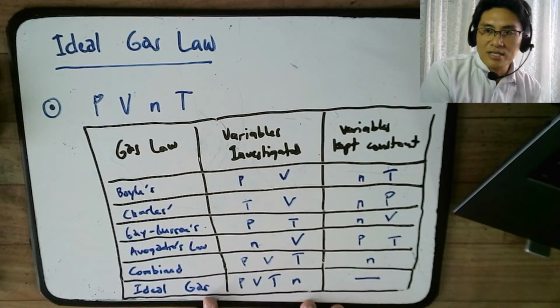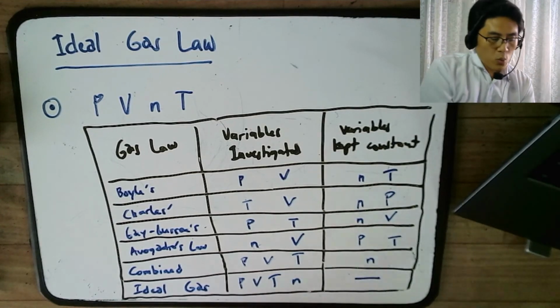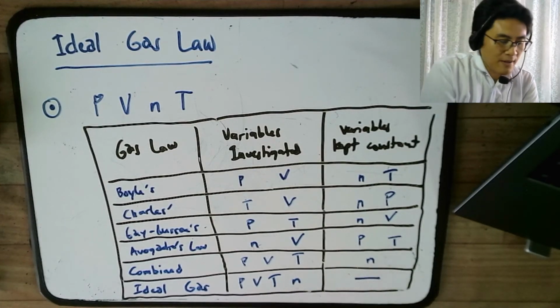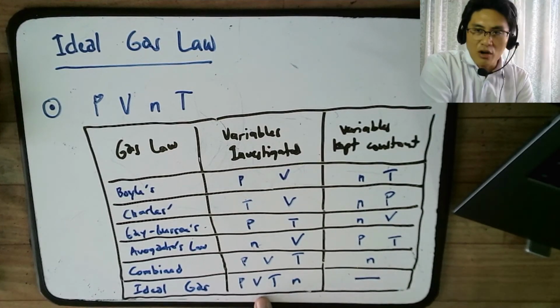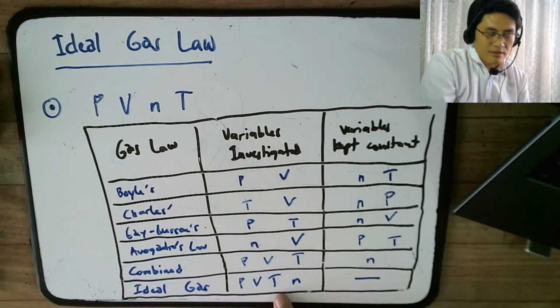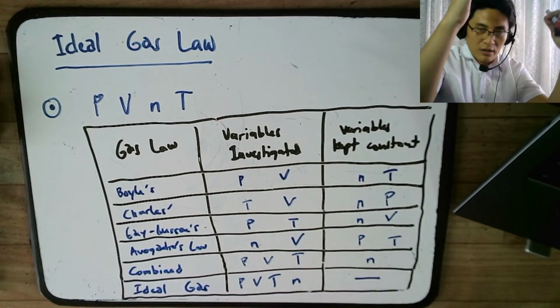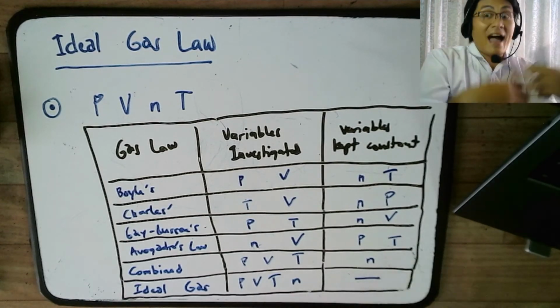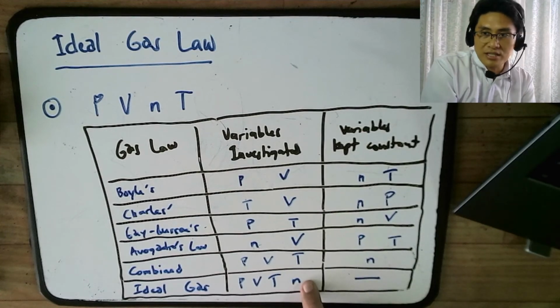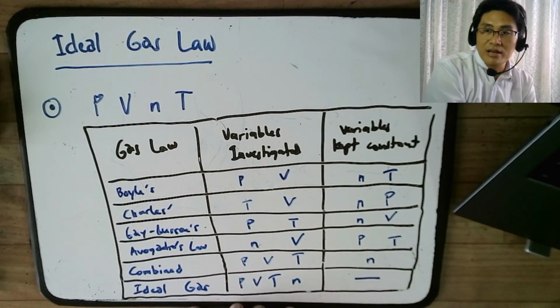Now, the ideal gas law is again going all out when we are saying, what if all of the four variables can change, meaning the pressure can increase or decrease, the volume, the container can expand or compress, the temperature can become hotter or colder, and then you can add particles or you can take away particles inside the container. So that's the idea for the ideal gas law.